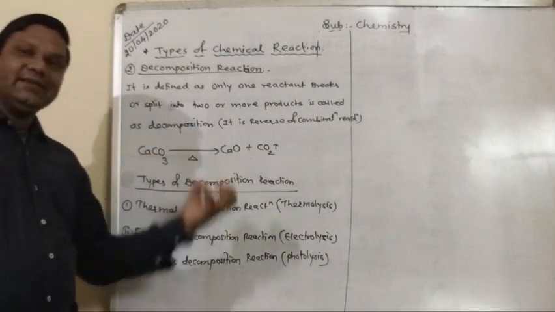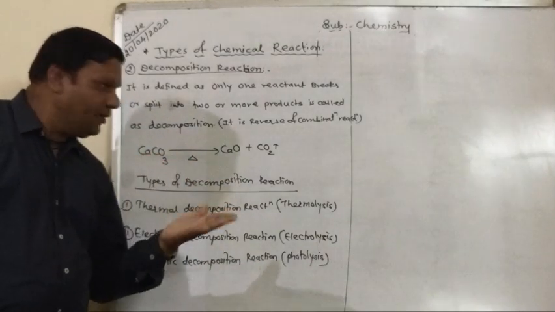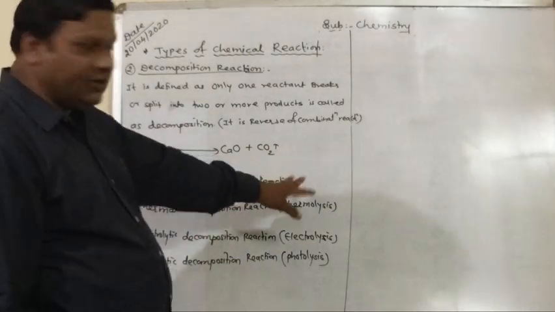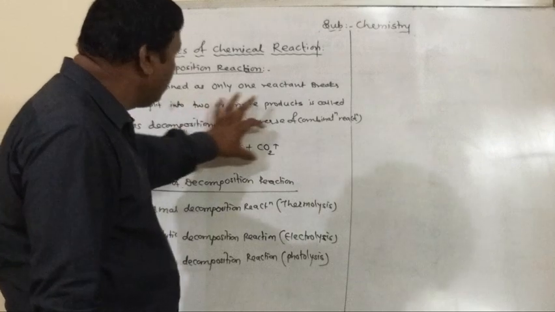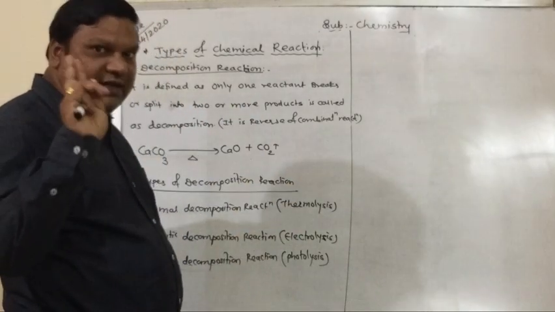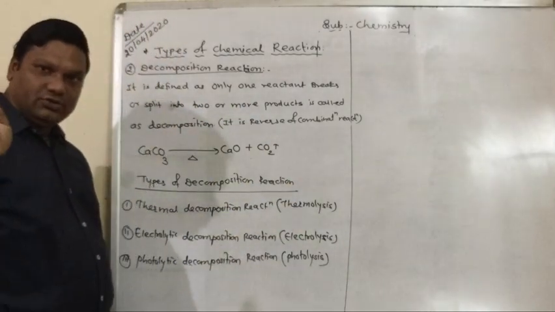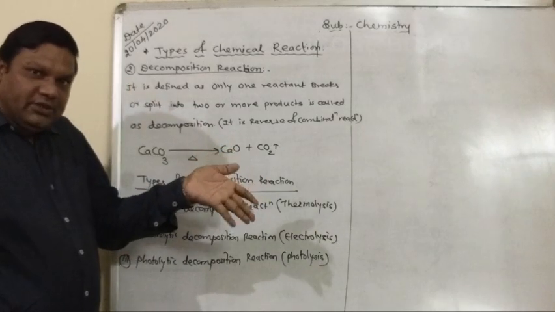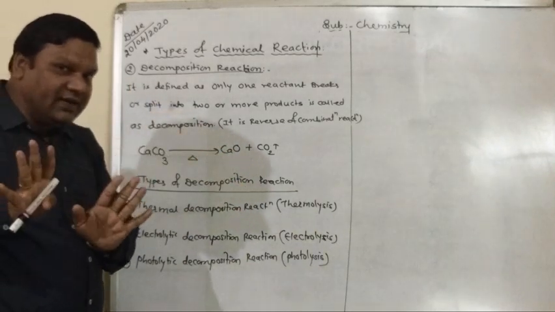Suppose we take calcium carbonate and when it is heated, you will get calcium oxide and carbon dioxide. So one reactant breaks down into two products, that is decomposition. Understood? Decompose करना मतलब break down करना और combination मतलब combine करना. Is it clear the terms?